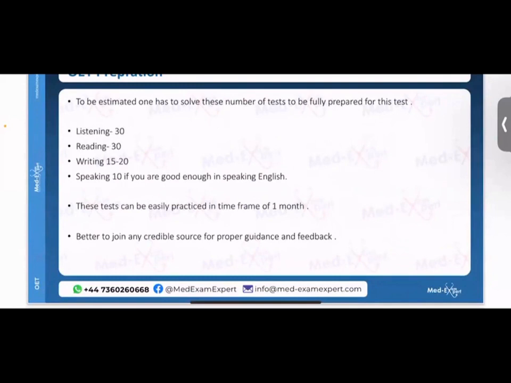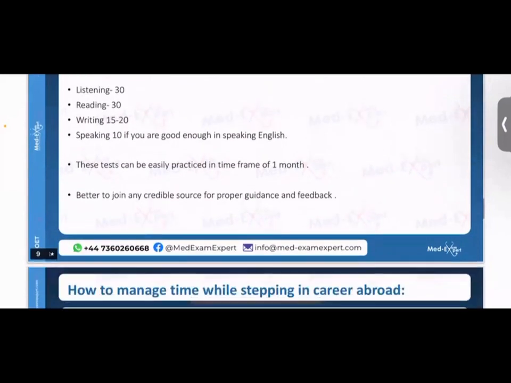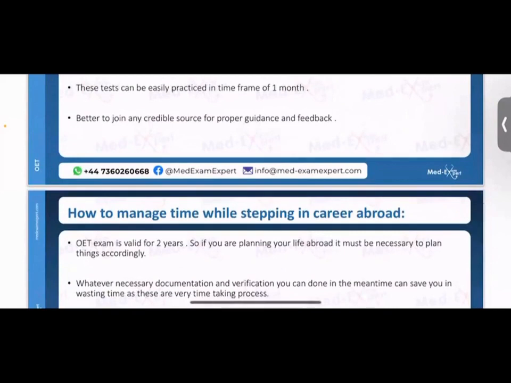If you are not going to rectify your mistakes, then it is totally a waste, like you're investing your money for the preparation and you're investing your money in any academy or anything like that. So better to join any credible source for proper guidance and feedback, and please rectify your mistakes.